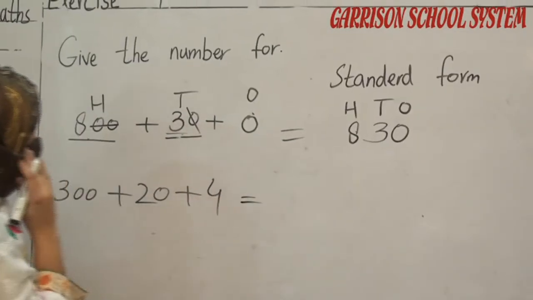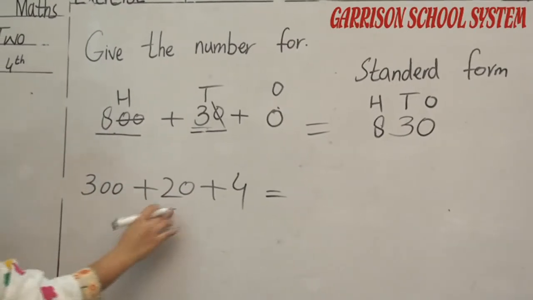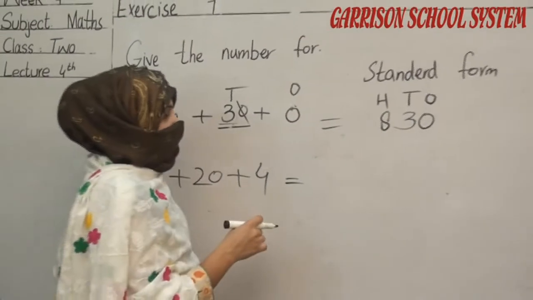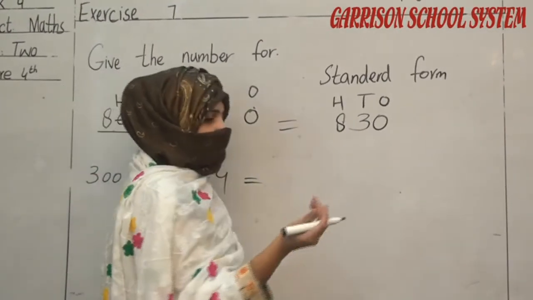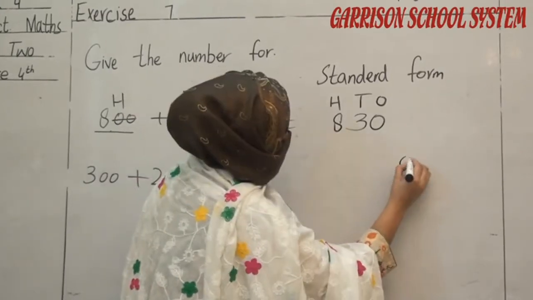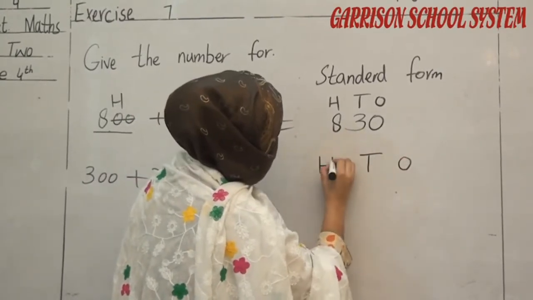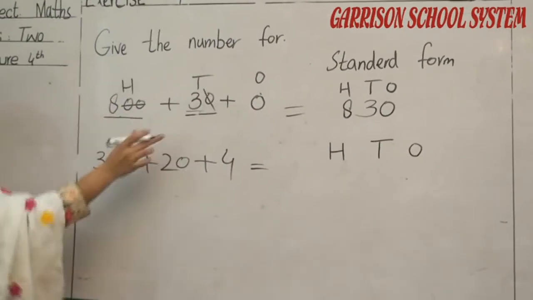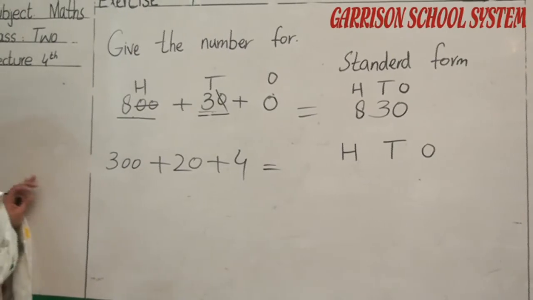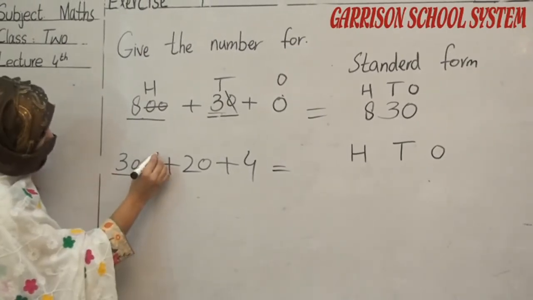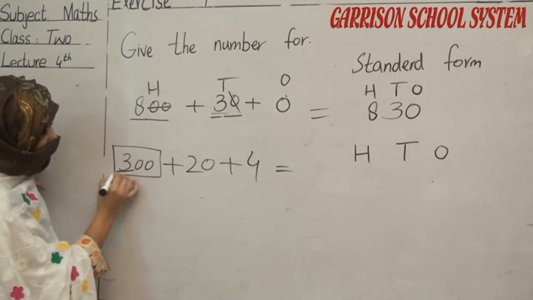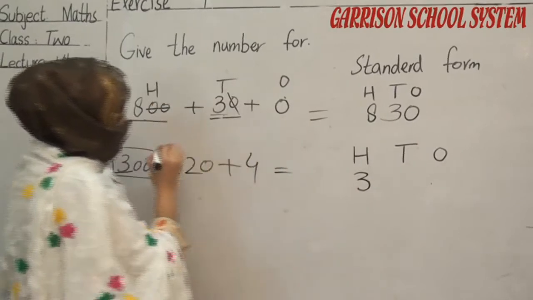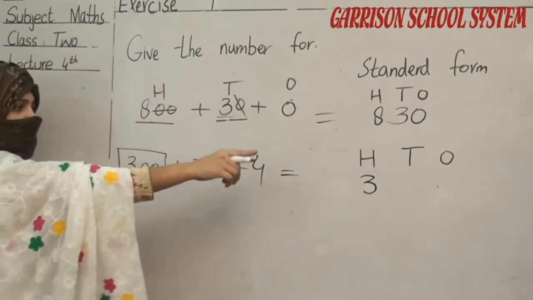Students, now look at the board. Here is 320 plus 4. Expanded form is here. Now we have to write it in standard form. First of all, what should we do? We have to write ones, tens and hundreds. Look at these numbers. Which number is in hundreds place? The number 3 is in hundreds place, so we write 3 under the hundreds.